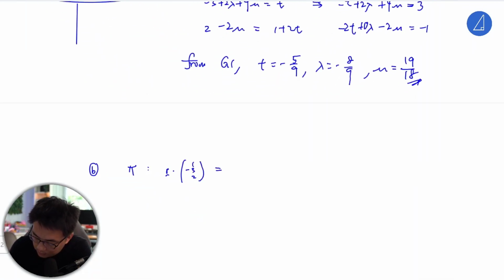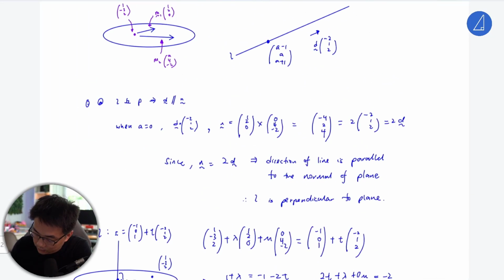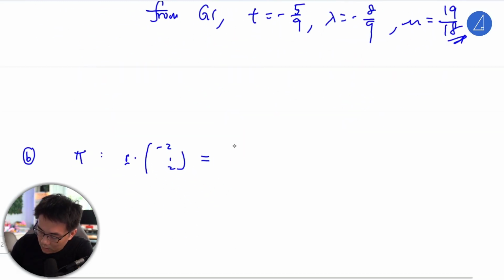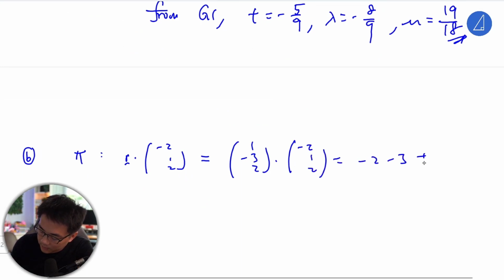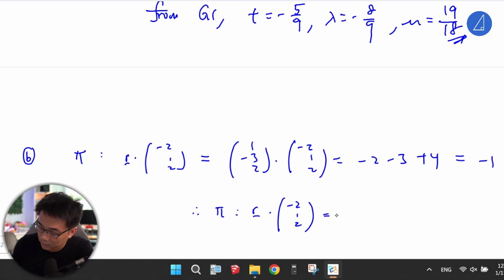So this will be taking a point from the plane. The normal is negative 2, 1, 2, the normal of the plane. Then a point on the plane is given, which is 1, minus 3, 2. So 1, minus 3, 2 dot minus 2, 1, 2 is minus 2 minus 3 plus 4, which is actually minus 1. So hence the plane equation will just be r dot minus 2, 1, 2 equals minus 1.